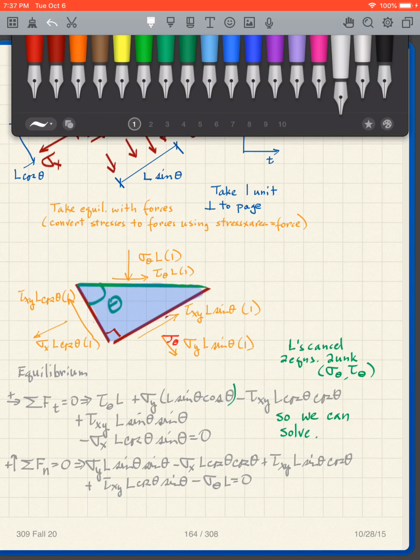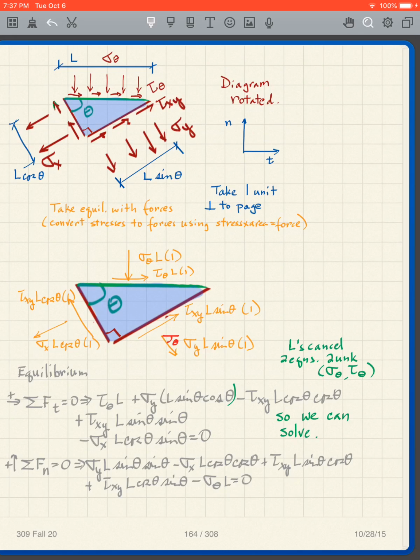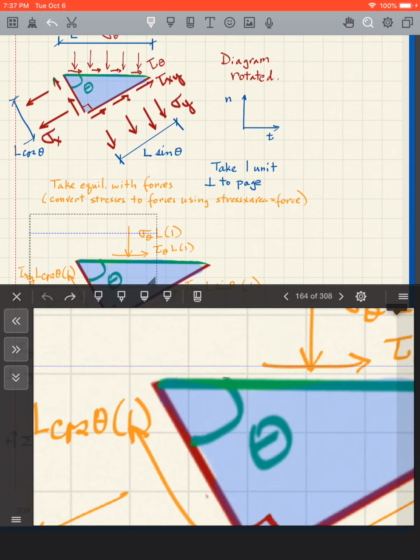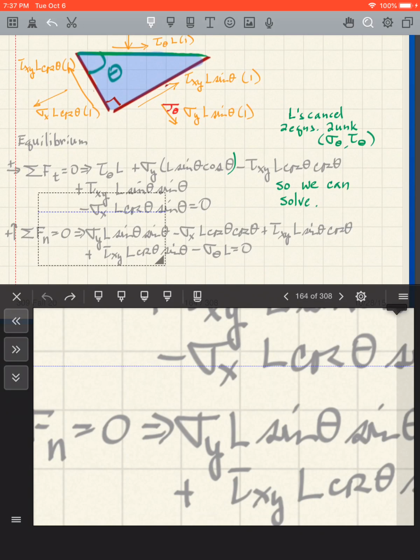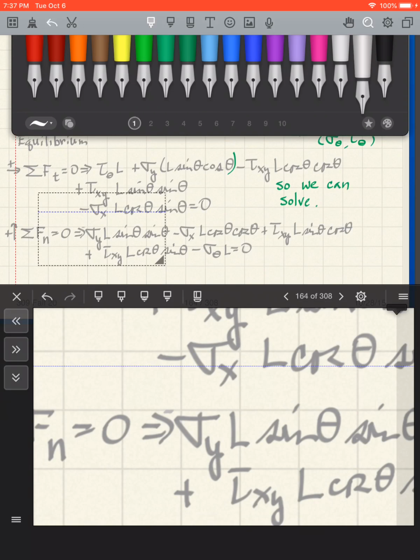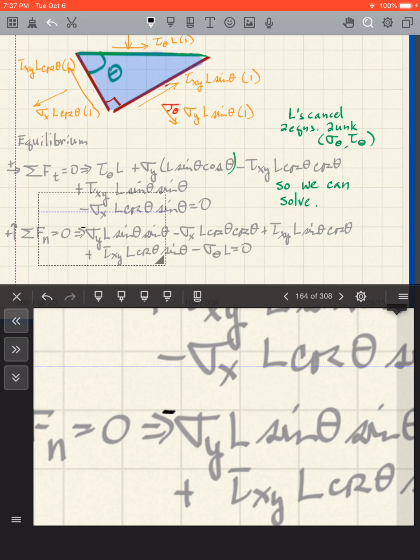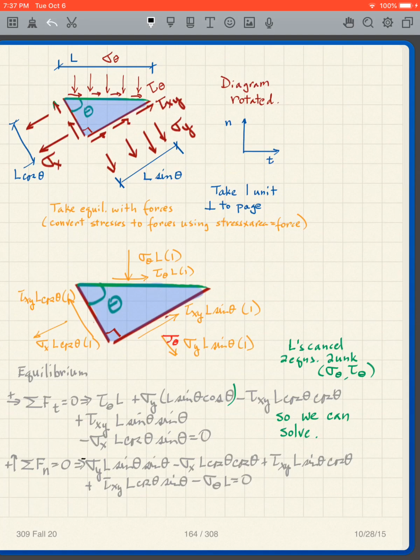Oops. So there should be a minus there. But minus, oops. Let's make it dark so we don't miss it. Minus sigma 1.